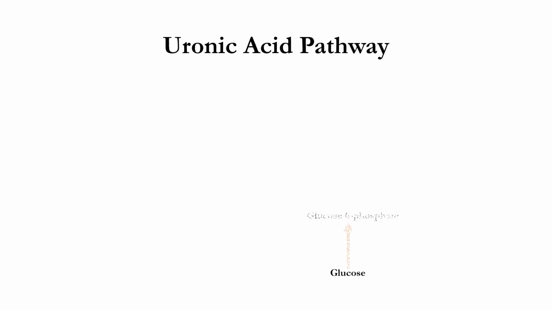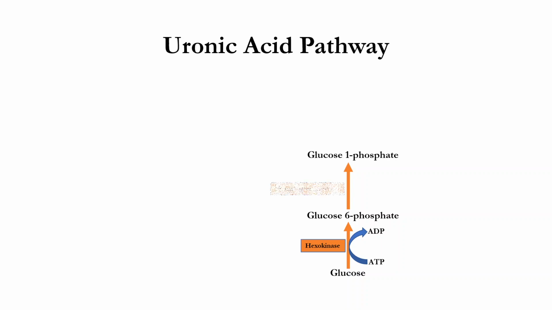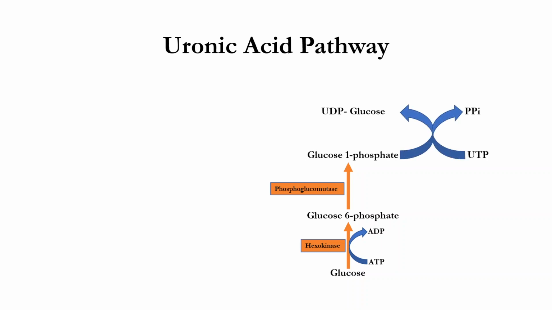So first of all, glucose is converted into glucose 6-phosphate. I think we have all learned about this equation in the glycolytic pathway. This is the first step of the glycolytic pathway, catalyzed by hexokinase. ATP is utilized in this reaction, and then glucose 6-phosphate is isomerized into glucose 1-phosphate. The enzyme is the same that we learned in the last slide, phosphoglucomutase. And then this glucose 1-phosphate combines with UTP to make UDP glucose, and pyrophosphate is released. The reaction is catalyzed by UDP glucose pyrophosphorylase.